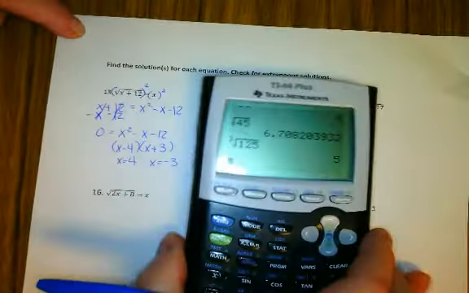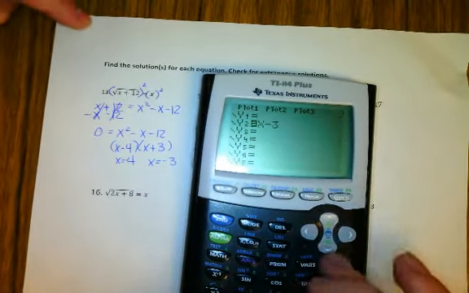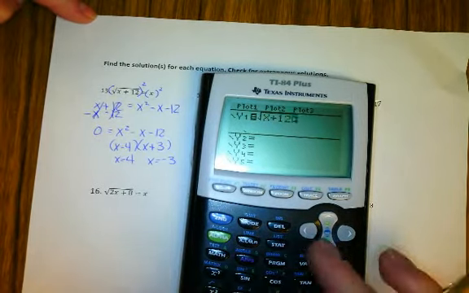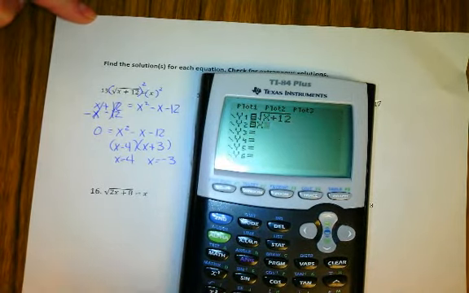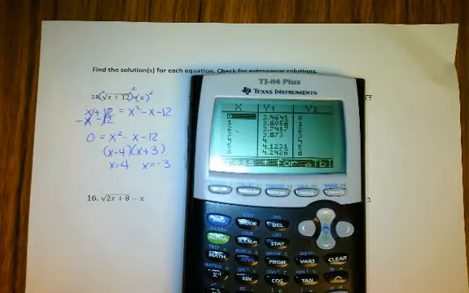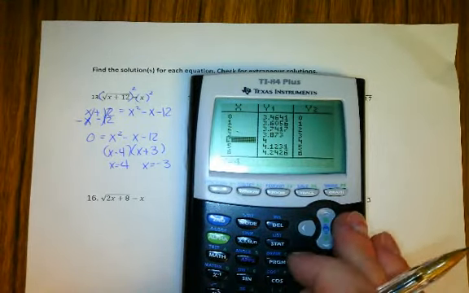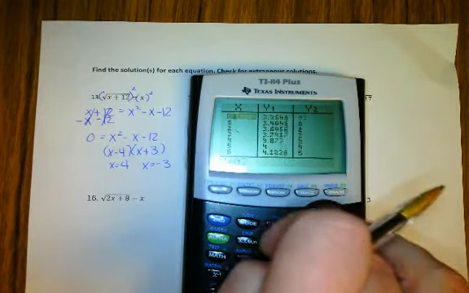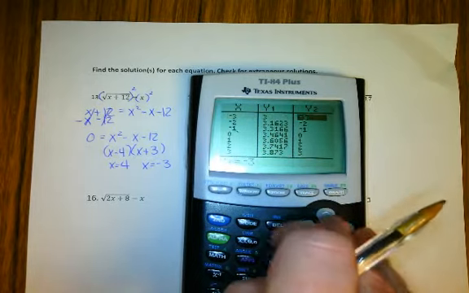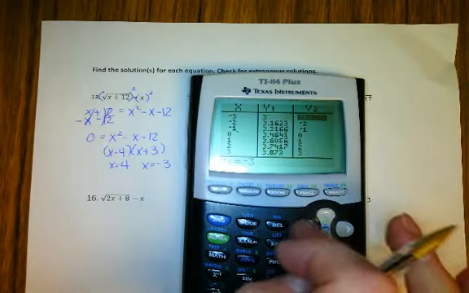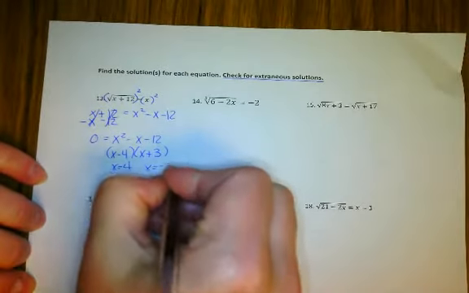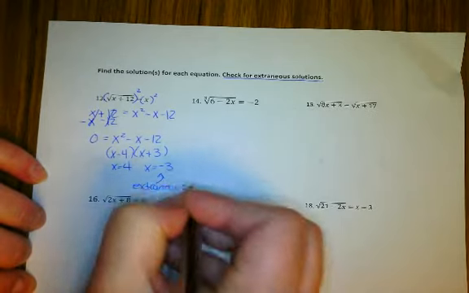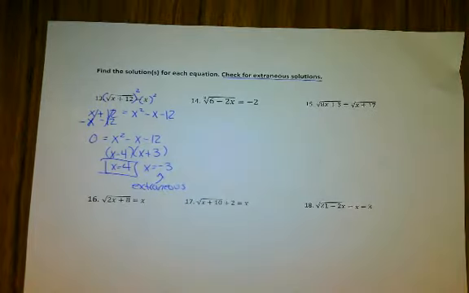All right, so now I'm going to check my work. I'm going to go to y equals. I'm going to type in the square root of x plus 12. And then in y2, I'm going to type in x. Okay, so I'm going to go to my table. Okay, the first answer we got was 4, and that's correct because these both equal 4. Okay. Now I'm going to go look at negative 3. And I know this would be my extraneous solution because this y1 and y2 are different. Okay, so this would be my extraneous. So this is the only answer, x equals 4.